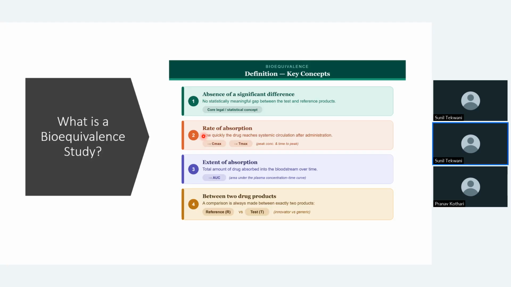You might have heard of the term Cmax. Cmax is the rate of absorption. How fast? Whether in 15 minutes, 10 minutes, 1 hour, 2 hours. How fast does the drug go into the bloodstream? That is the rate of absorption.